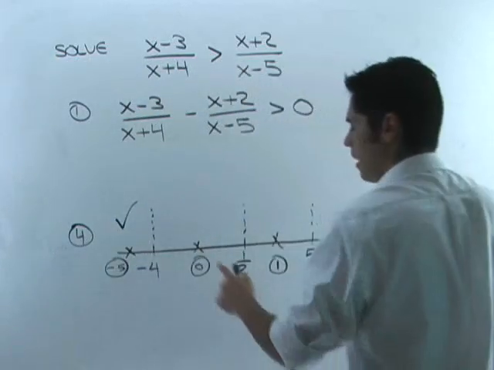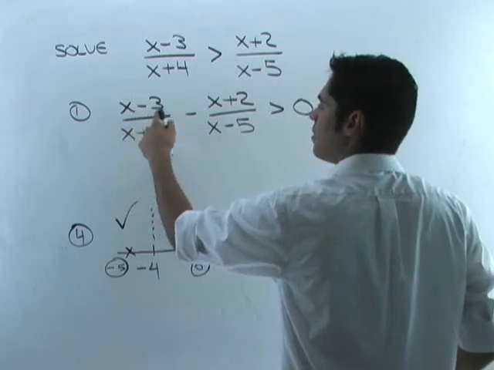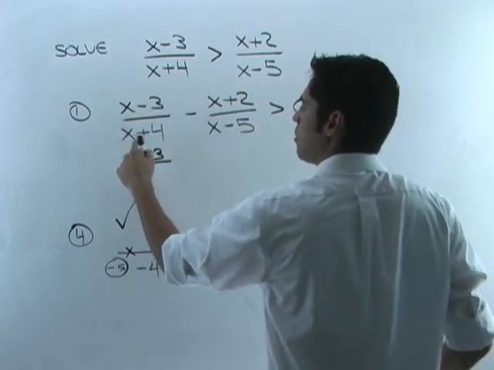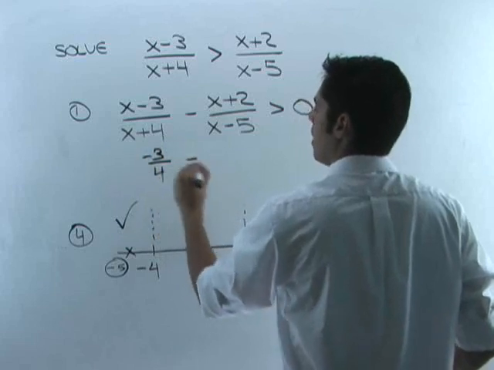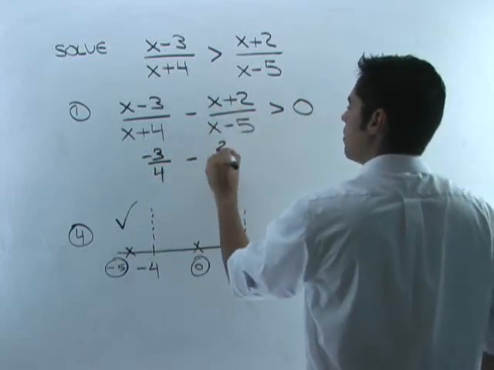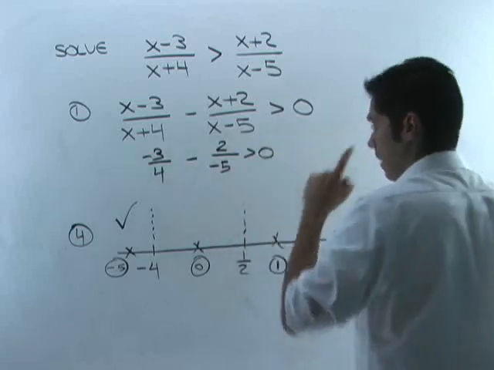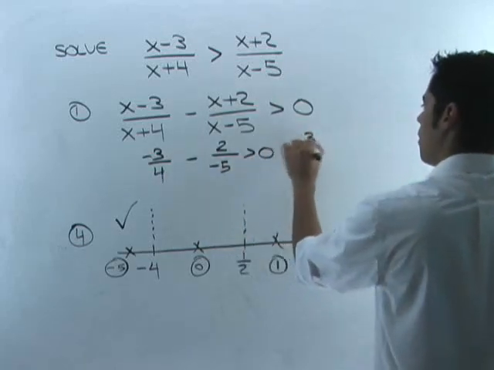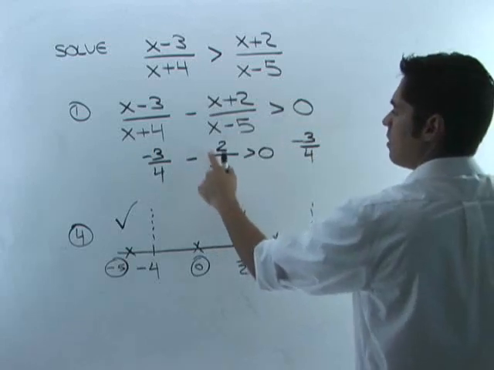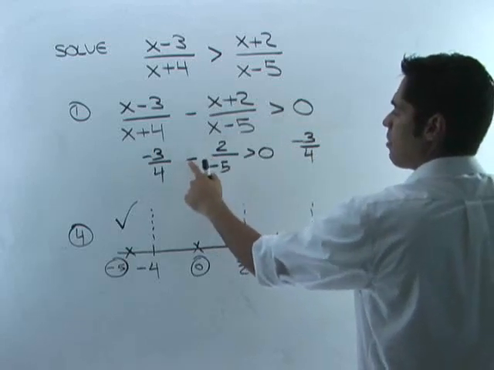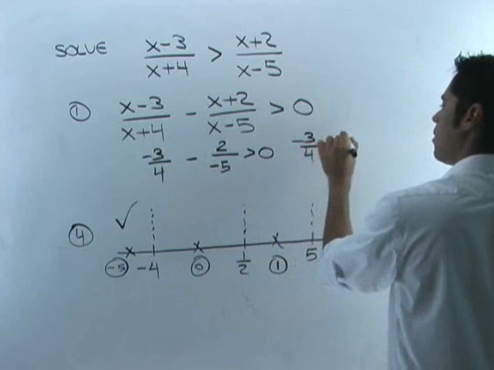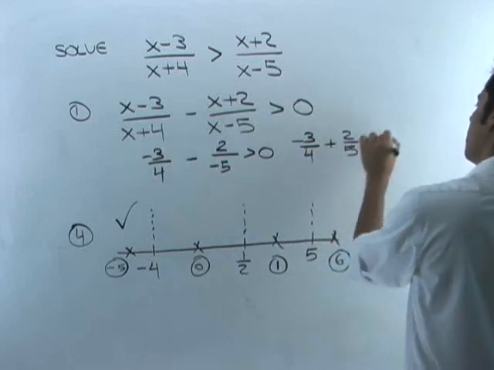For the next one, I plug in 0. 0 minus 3, negative 3. 0 plus 4, 4. Minus 0 plus 2 is 2. 0 minus 5, negative 5. Greater than 0. Okay, now this is negative 3/4. This is a negative number here, but then subtracting makes it plus. So we have plus 2/5 greater than 0.